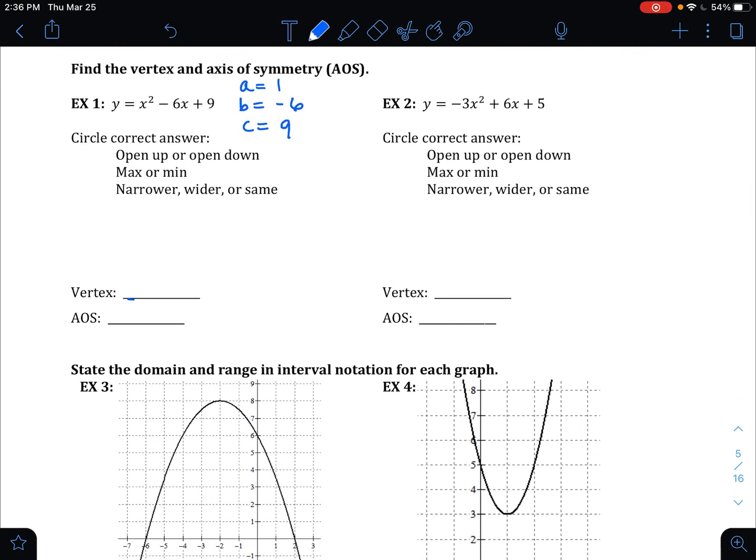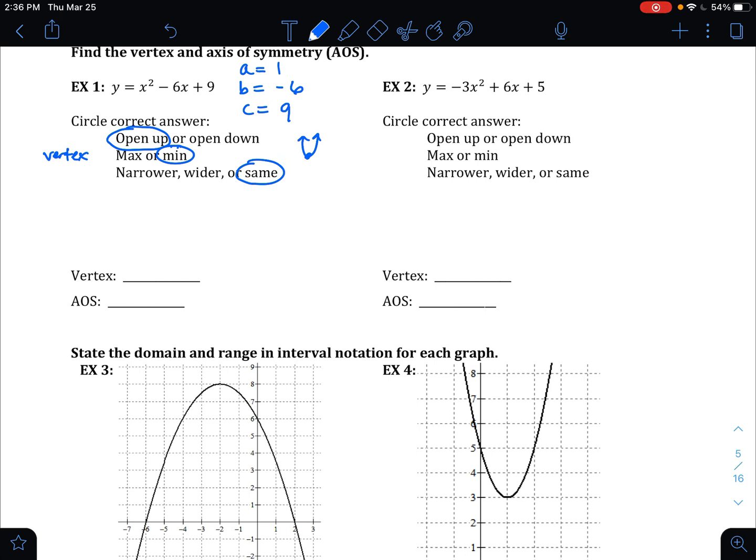Now, opening up or down. That has to do with whether a is positive or negative. Well, a is positive, so this one's opening up. For min or max, I'm referring to the vertex. If it's opening up, the vertex is down at the bottom, so it's at a minimum. And narrower, wider, or same: since the a value is just 1, it's the same as our parent function.